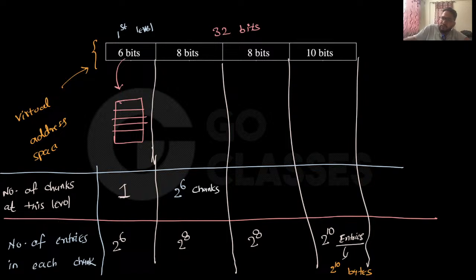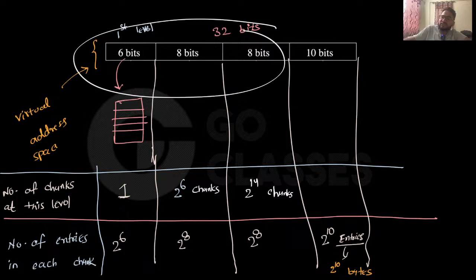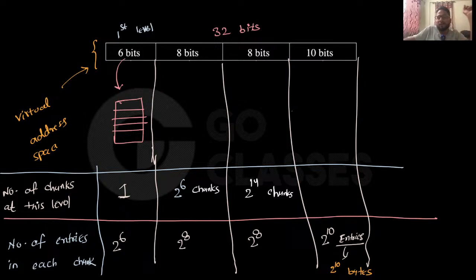This 8 represents that 2 power 8 entries are here. But if you want to find out the number of chunks at this level, then it is 8 plus 6, which is 2 power 14 chunks you have here. This 10 represents that 2 power 10 entries you have at the last level, but if you want to find out the number of chunks, here the chunks are just the pages, but anyway, this is 8 plus 8, 16, and then 6, 2 power 22 chunks.